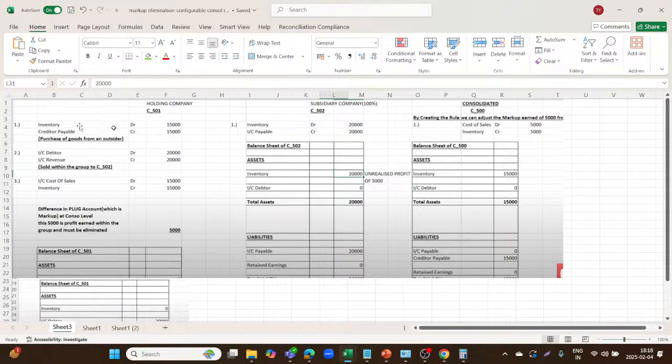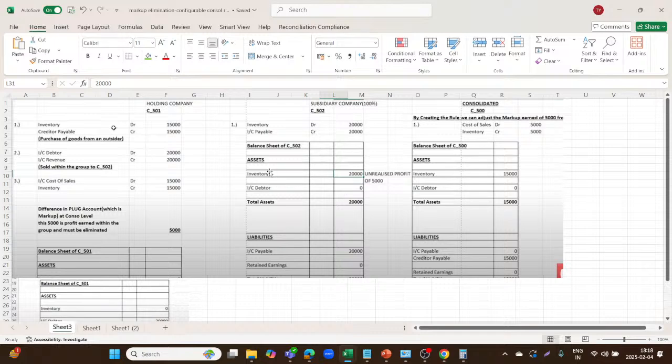When the holding company purchased the inventory, the similar entry they made was inventory account debit 15,000 and they were saying creditor payable because they purchased from an outsider. But here the subsidiary company has to pay the holding company, so that's why it says intercompany payable account credit 20,000. So you can see this is the entry the subsidiary company will be making, and we'll be seeing the balance sheet of the subsidiary company now.